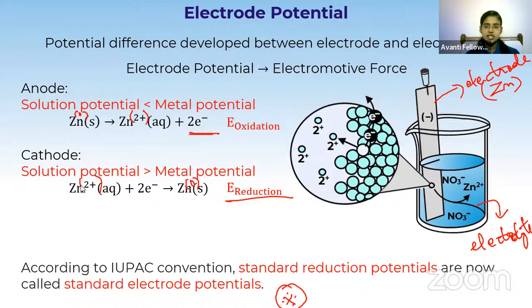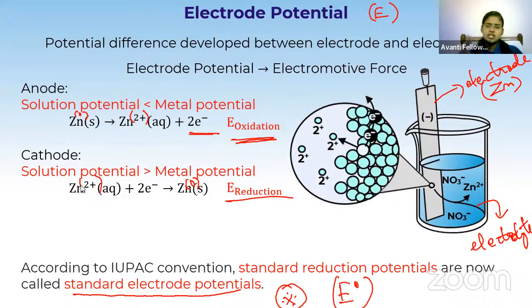Is it clear to all of you? So if the metal potential is greater, then it is oxidation. If the solution potential is greater, then it is reduction. Nowadays, reduction potentials are called as standard electrode potential. So what is the difference between standard electrode potential and electrode potential? Electrode potential means it is just E, which you can see here. Standard electrode potential means you have to put E naught. Clear? So this is the difference.